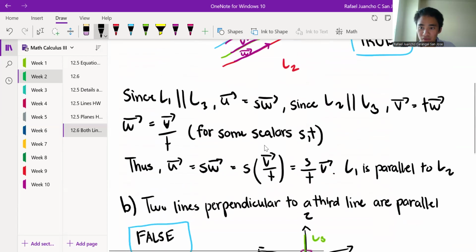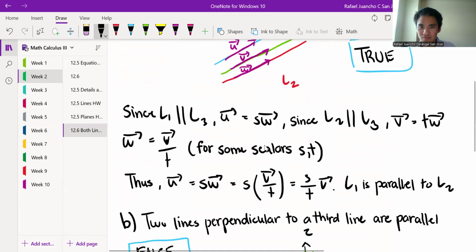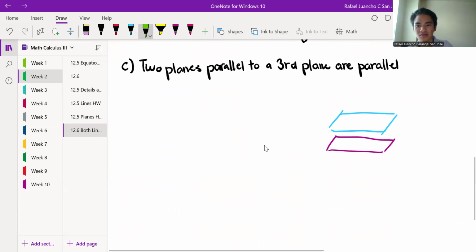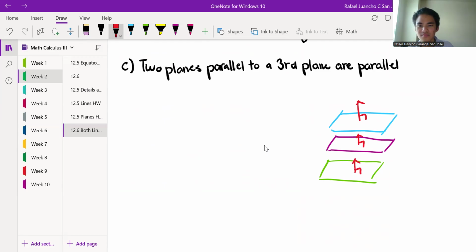So how do we do that? Well, here we can visualize. That's one plane. That's another plane that's parallel. Okay, that's parallel. Another plane that's also parallel. And then most likely their normal vectors are equal, right? So I'm gonna say this is true.